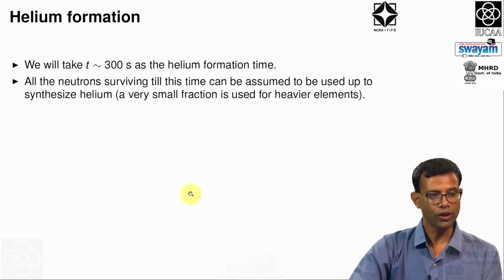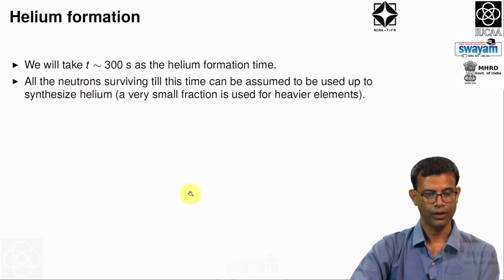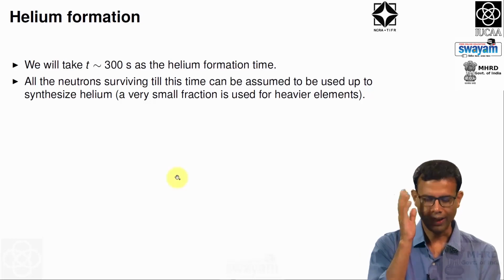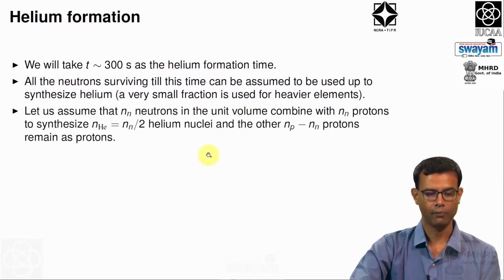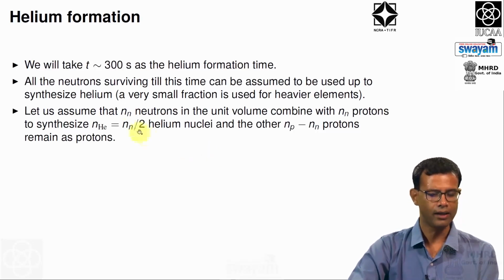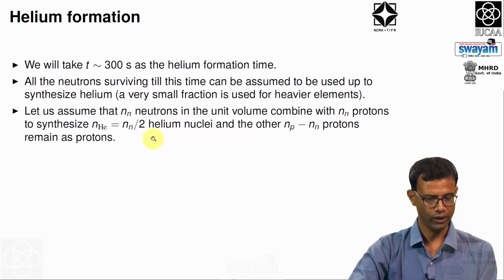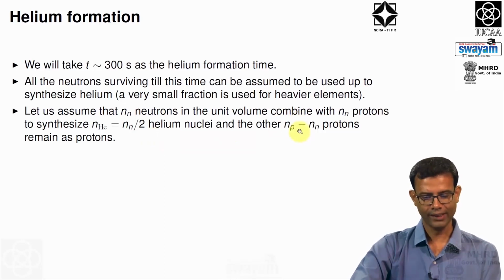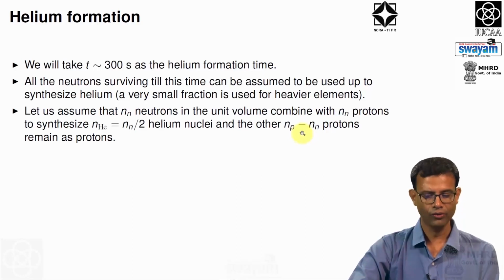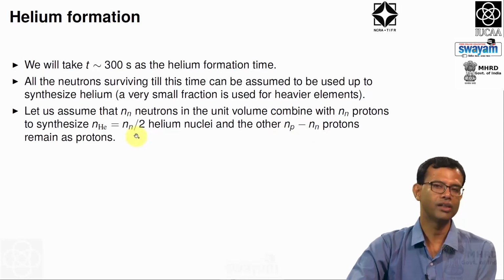So, all the neutrons which survive till this time will be assumed to be used up to synthesize helium. A very small fraction will still remain and will be used for heavier elements like lithium and so on. For simplicity, you can assume that there are n neutrons and they combine with the same number n of protons. So, the number of heliums that will be produced will be n by 2, because each helium will need 2 protons and 2 neutrons, and the rest, n_p minus n_n, because the number of protons is higher than the number of neutrons, will remain as protons, which are just hydrogen nuclei, right.